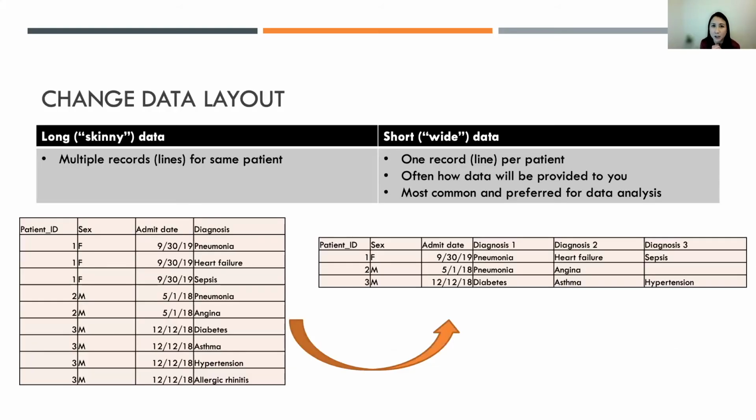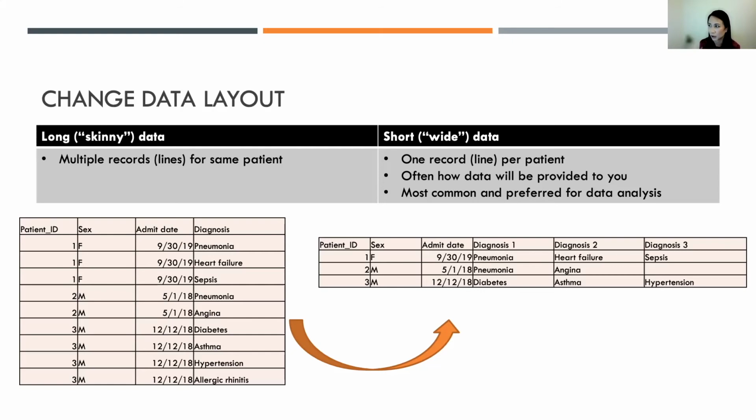The second data management step, or one of the other data management steps that I like to do, is changing the data layout. What you'll see here is the long data set, and I just remember it as long and skinny or short and wide data. The examples are beneath each of the two columns there. So you can see that the long data set has multiple records or multiple lines for the same patient. In this example, there are 3 unique patients as exemplified by the patient ID. But then you can see that for their diagnosis, they have multiple diagnoses, and so each diagnosis gets its own line.